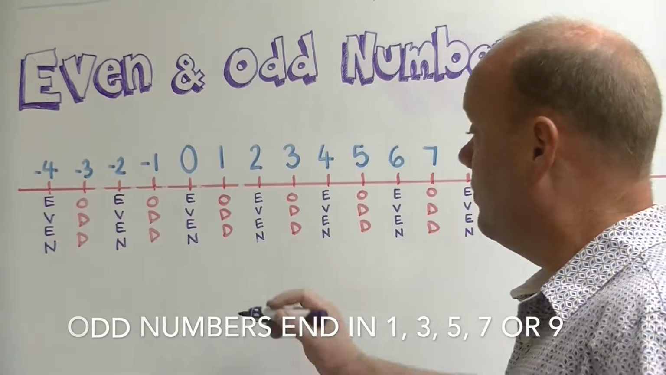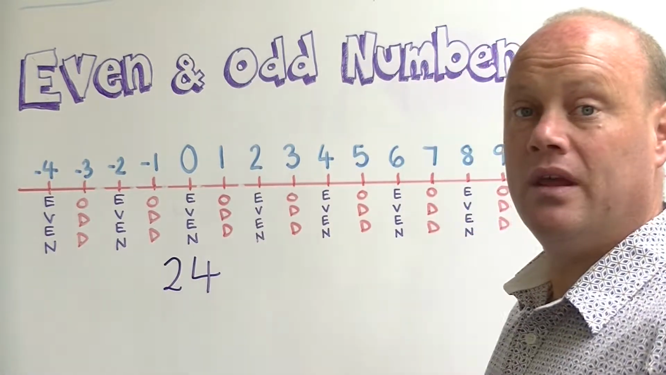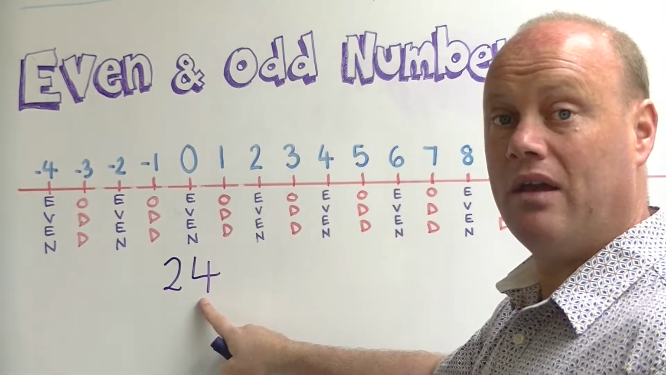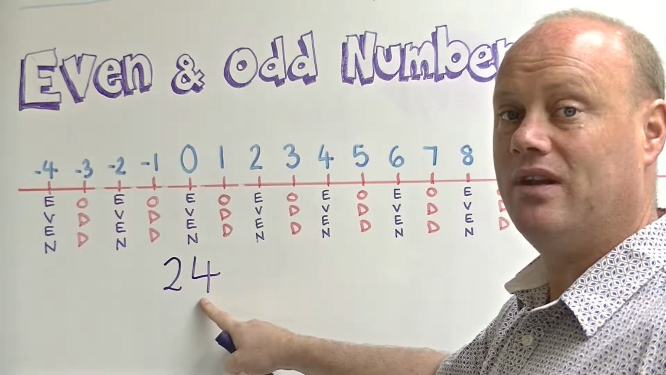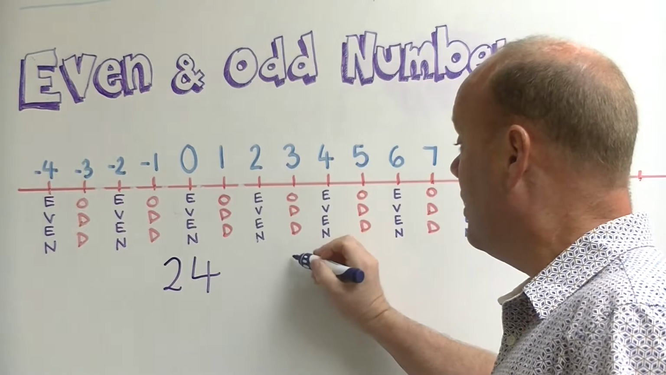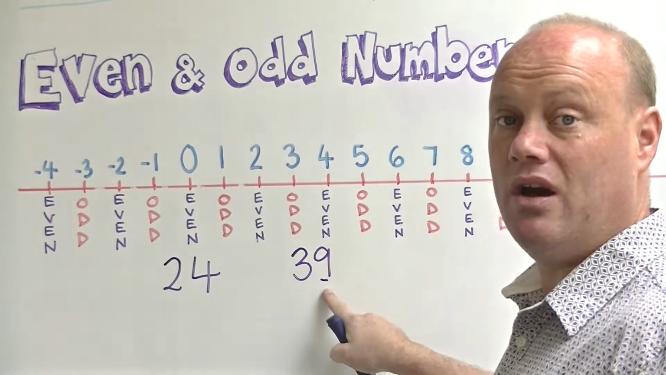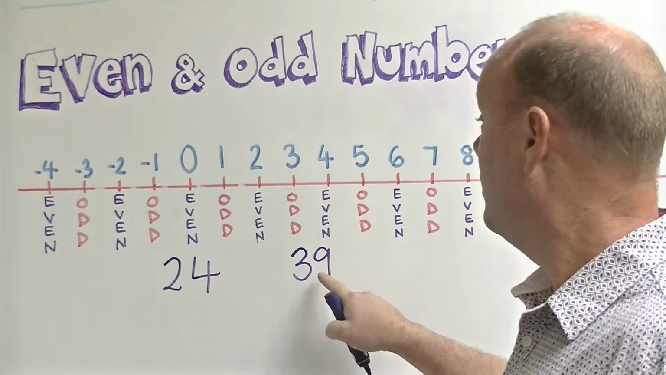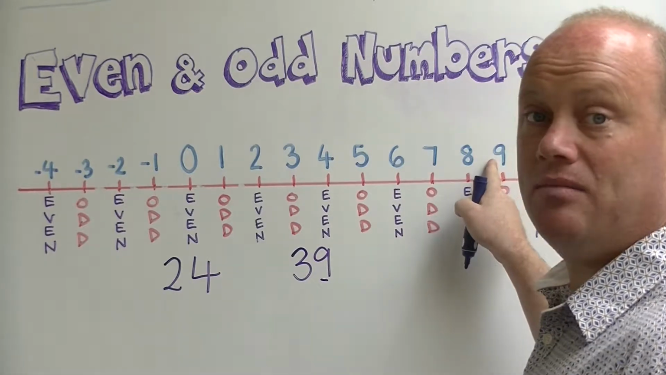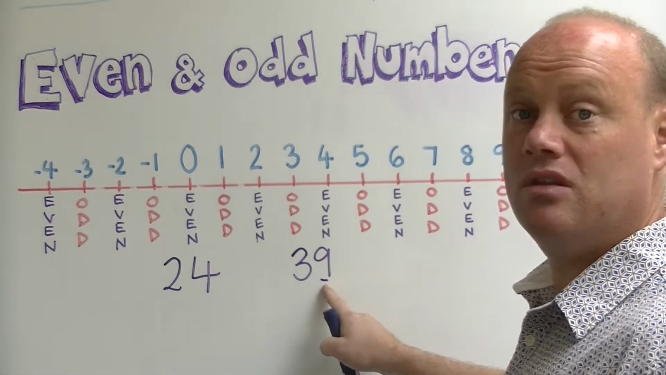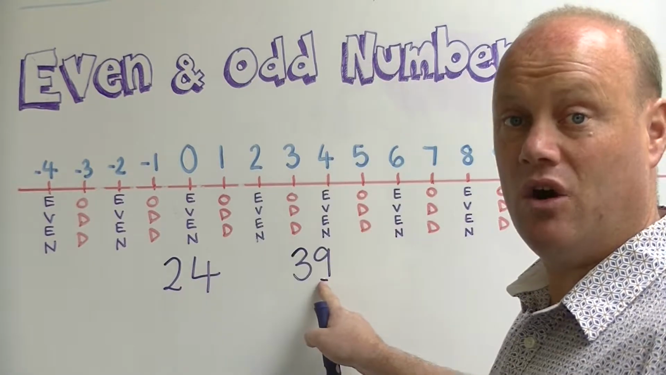So for example, the number 24, it ends with a 4, and 4 is a part of our 2's pattern. So 24 is an even number. The number 39, the number ends with a 9 that falls into our 1, 3, 5, 7, 9 pattern. Because it ends with an odd number, 39 is also an odd number.